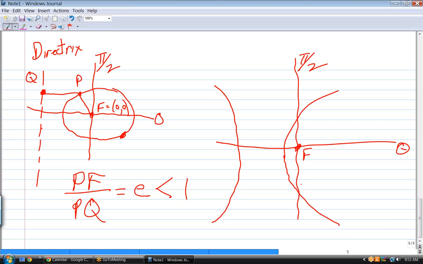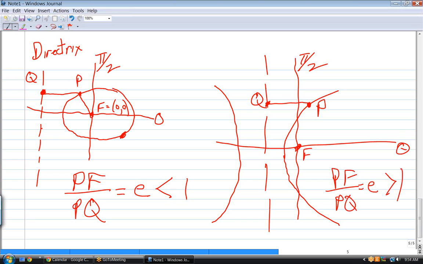So that's always F in all of these drawings. Here, P is there, and the directrix lies there, and if I put a point Q for this one, PF over PQ equals E, and it's always greater than 1. In other words, this distance there is always greater than QP, or PQ.